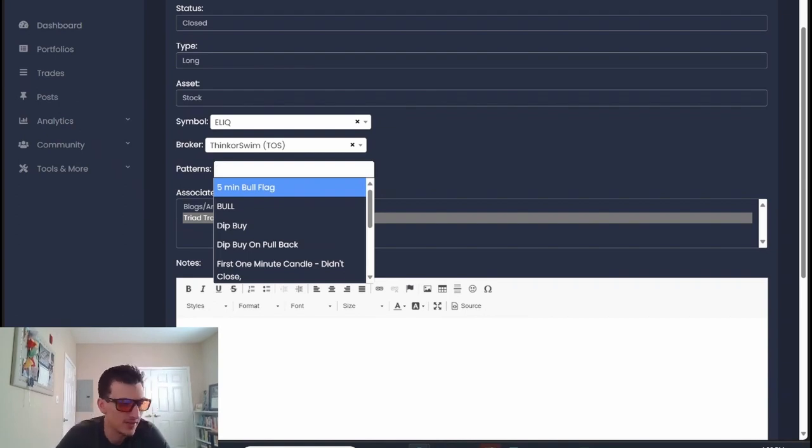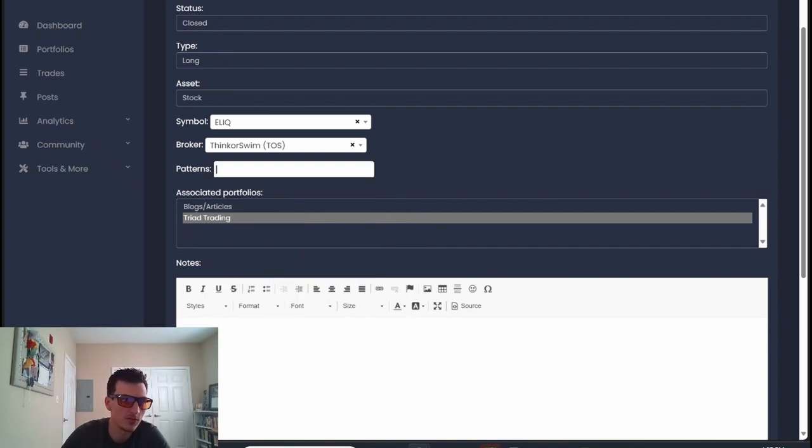each trade as a specific pattern, just because you want to know what you're trading. You're not just blindly buying for no reason. There has to be a reason to place a trade every single time. You want to write that down here as your pattern. You'll be able to track your metrics for that specific pattern over time as you log it.